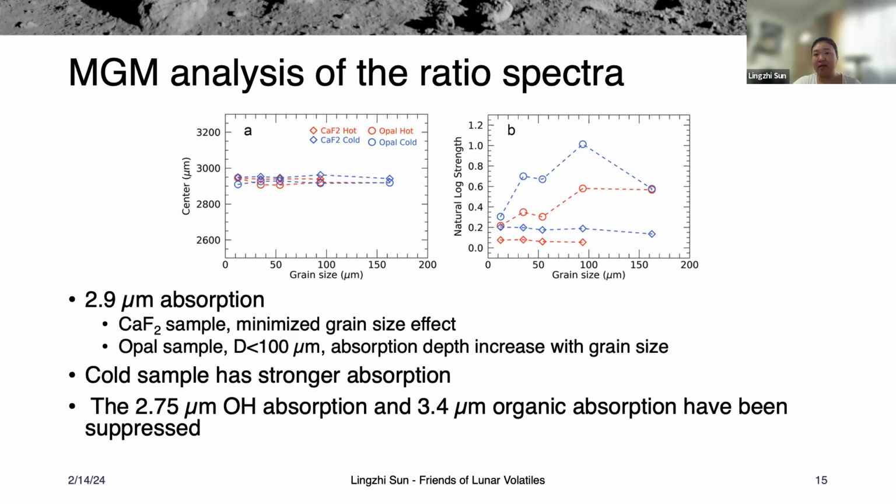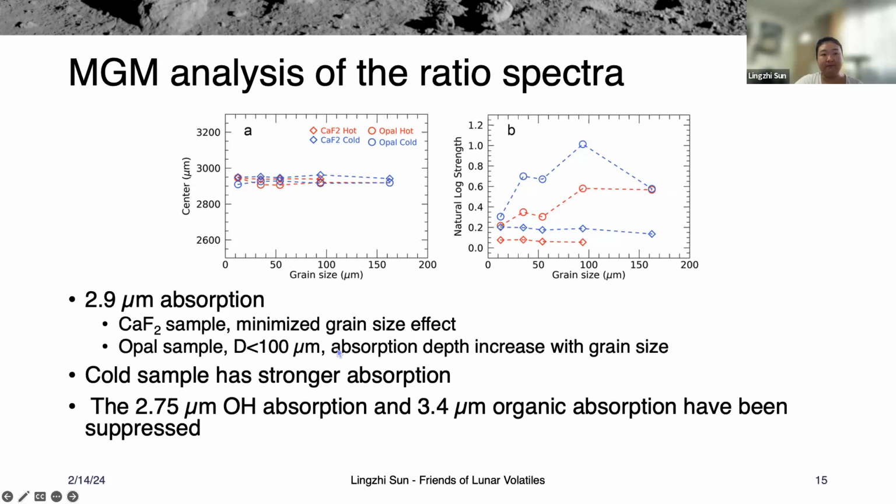And using this, if we know there's no internal water for some planetary surface material, we can use this ratio polarized spectra to measure the water content. And for the opal sample, you can see an increasing trend when grain size is less than 100. So the 3-micron strength increases with grain size, but when it's larger than 100, it decreases with grain size.